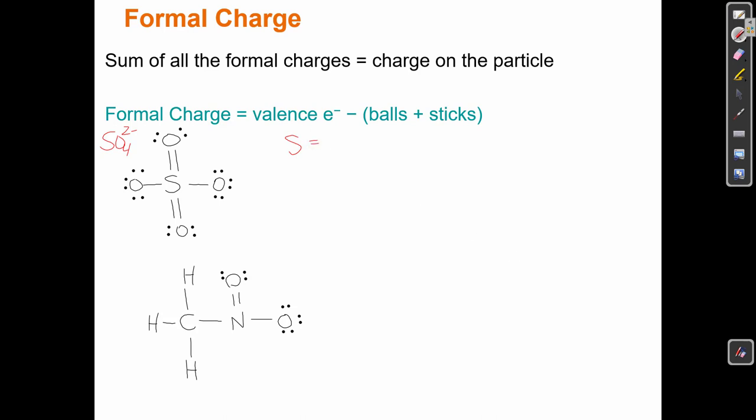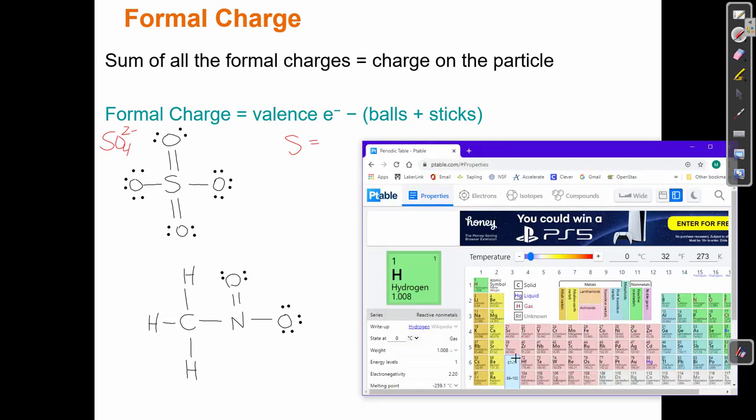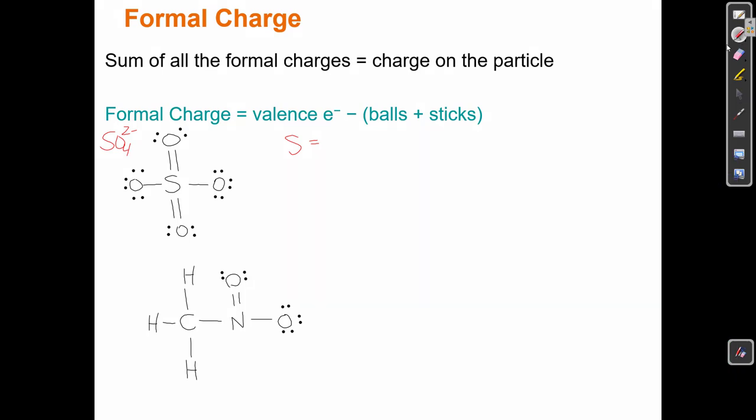S has, we look at our periodic table here. Here's S, 1, 2, 3, 4, 5, 6. S has 6 valence electrons. So 6 minus balls plus sticks. S doesn't have any balls, and it has 1, 2, 3, 4, 5, 6 sticks. 6 minus 6. I guess I could write that saying 0 balls plus 6 sticks. 6 minus 6 equals 0. So S does not have a charge.